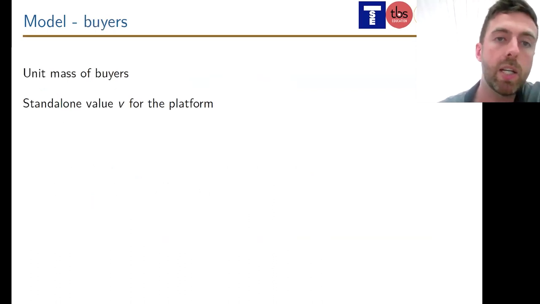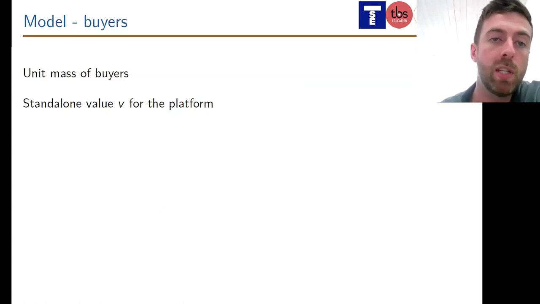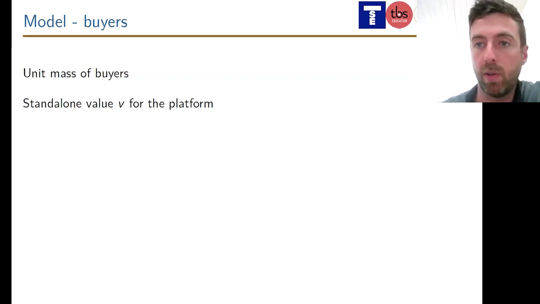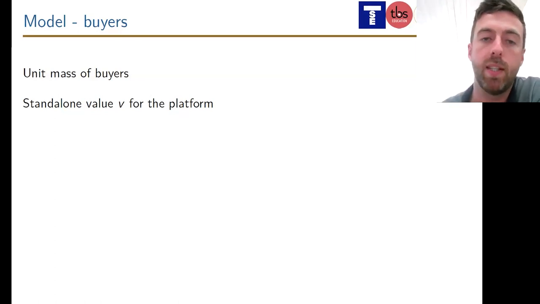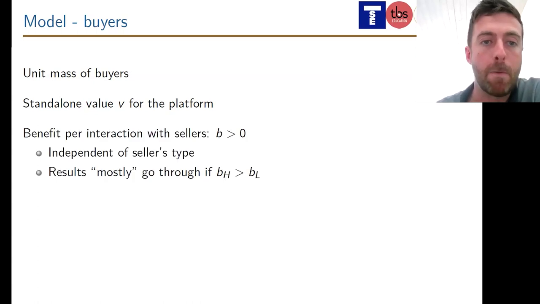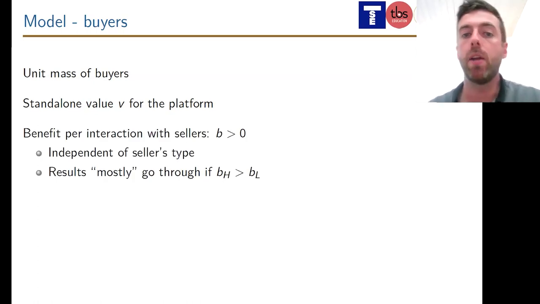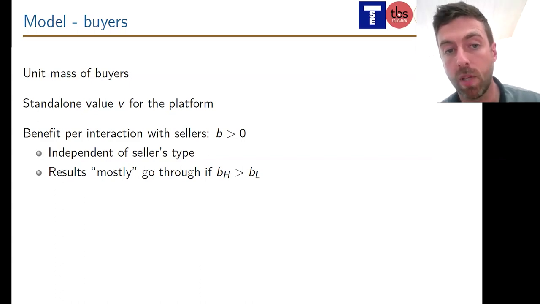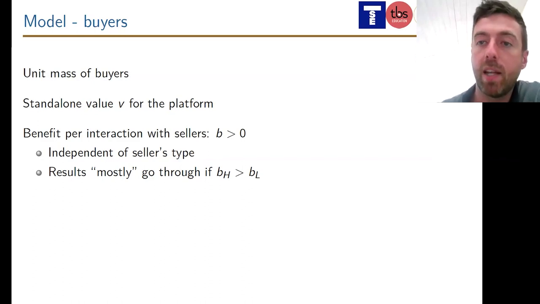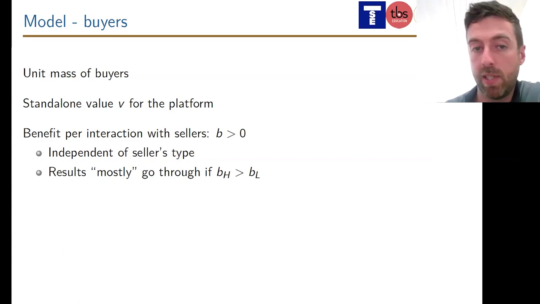On the other side of the market, we have a unit mass of buyers, who have a standalone value V for the platform. Think of the iPhone. Even if there are no apps on the iPhone, you can still use it to browse the web or to make phone calls. And then buyers also enjoy interacting with sellers. We assume that buyers get a benefit B per seller, which in the baseline model is independent of the seller's type.